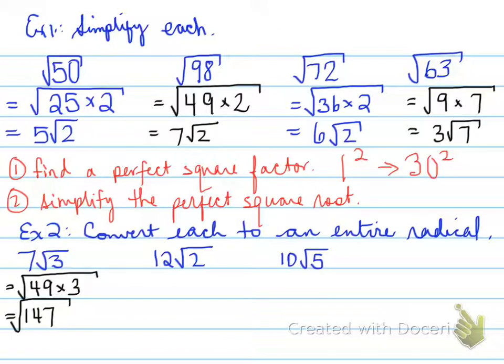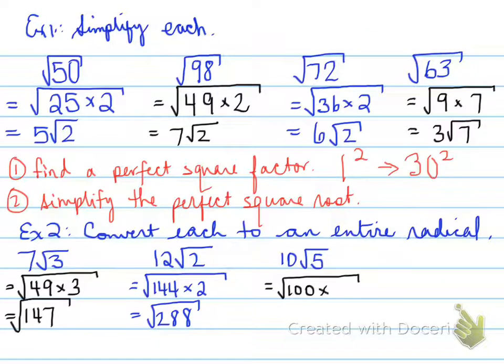12 root 2, when the 12 comes back inside the root, becomes root 144 times 2, which turns into root 288. Finally, the last one, 10, moves inside the bracket to become root 100 times 5, which is an answer of root 500. All right, moving forwards.